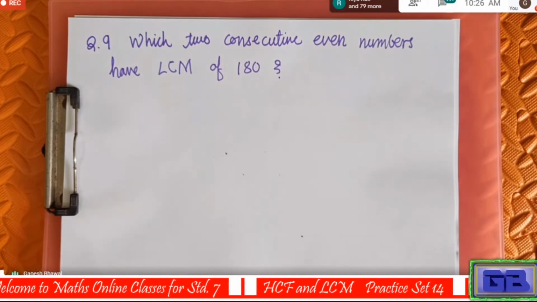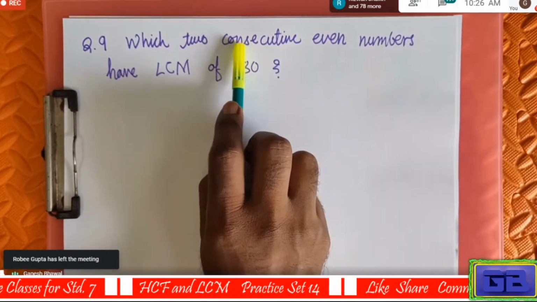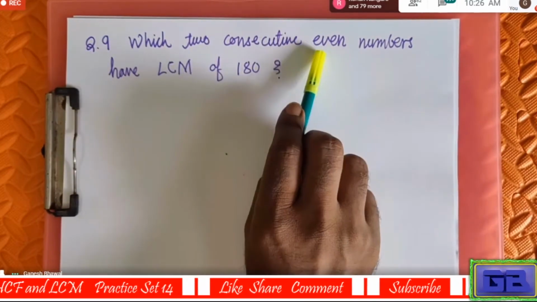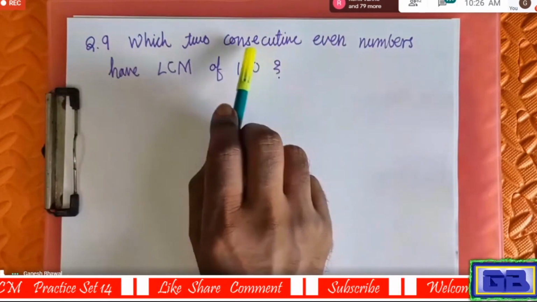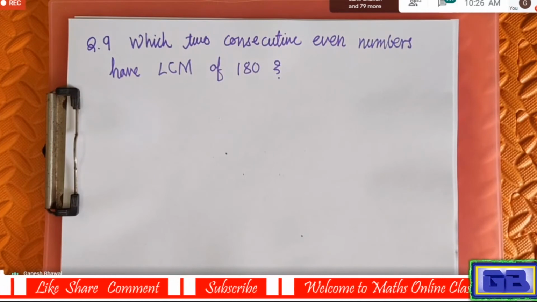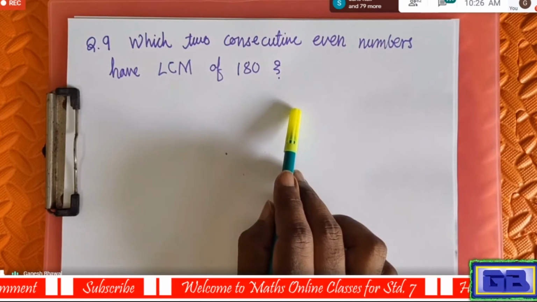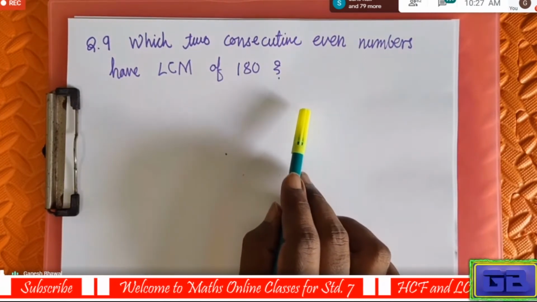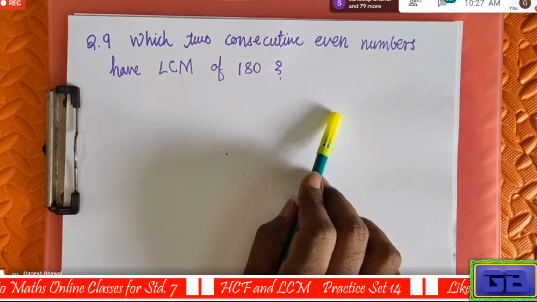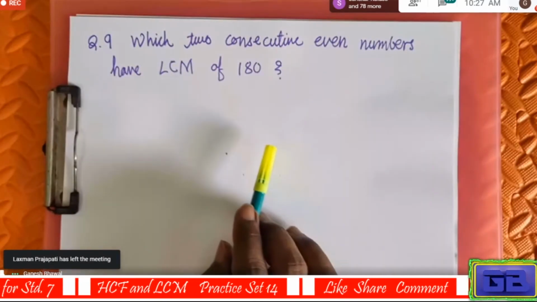First, try to understand what is meant by consecutive. Consecutive means the numbers which come one after the other. But one more word is added here, even numbers. Consecutive even numbers means alternate even numbers. For example, if I am taking number 10, what is the next even number after 10? 12. Correct.